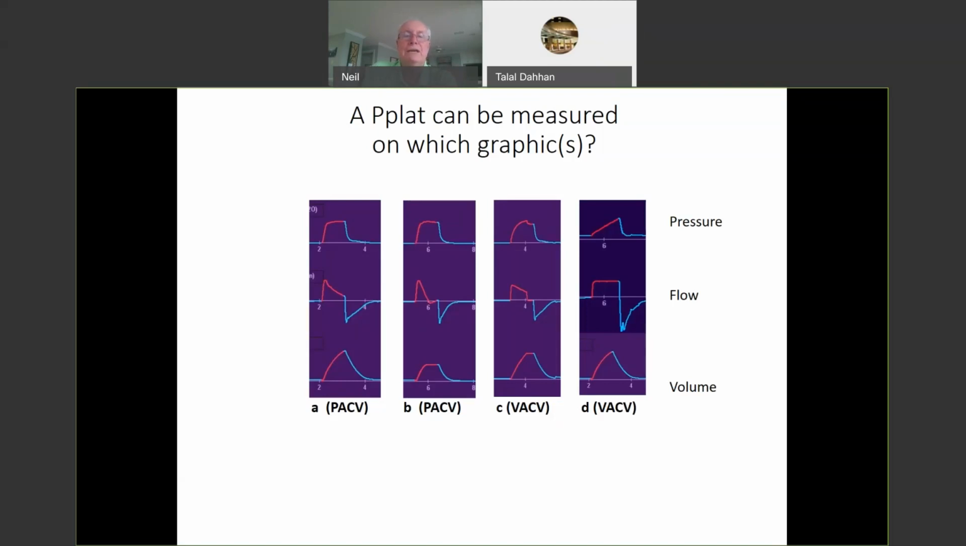The point I'm trying to make here is that plateau pressures can be measured in both volume control, volume assist control, and in pressure assist control if you put a pause in. And most modern ventilators allow you to make such a pause. I'm going to be talking about plateau pressures a lot during the rest of my presentation, and understanding how to make this measurement, I think, is critically important. And I'll try to explain why as we go along.